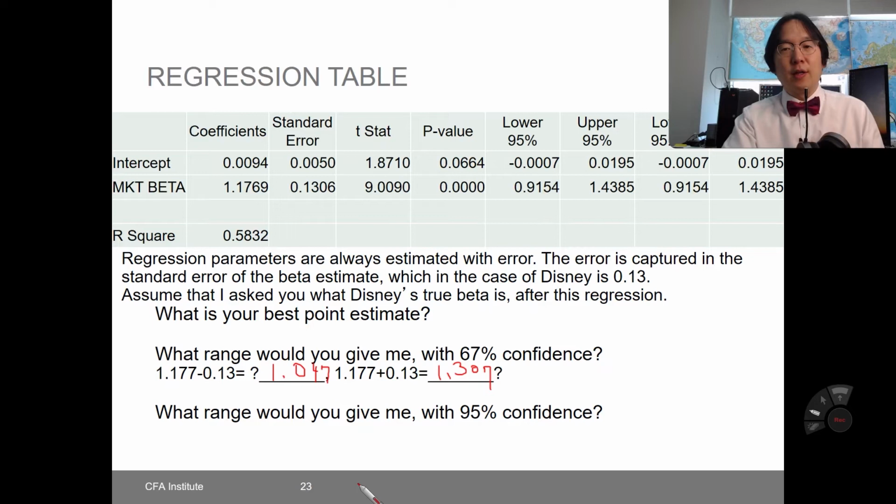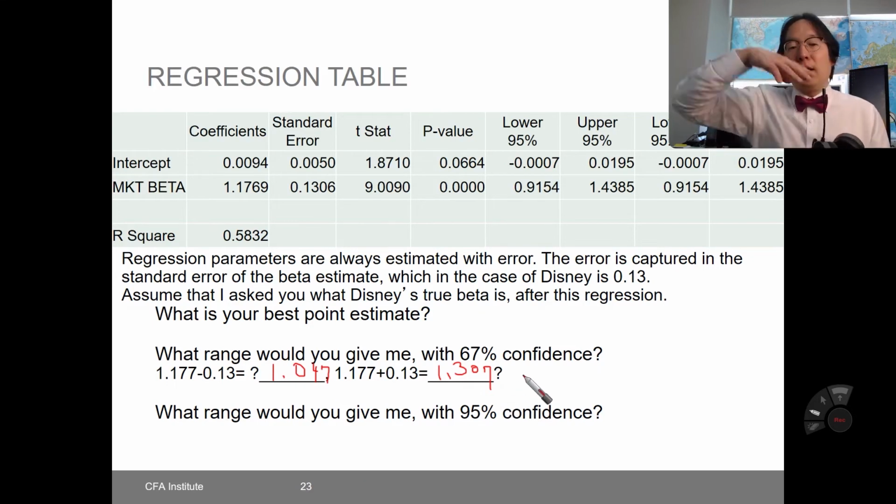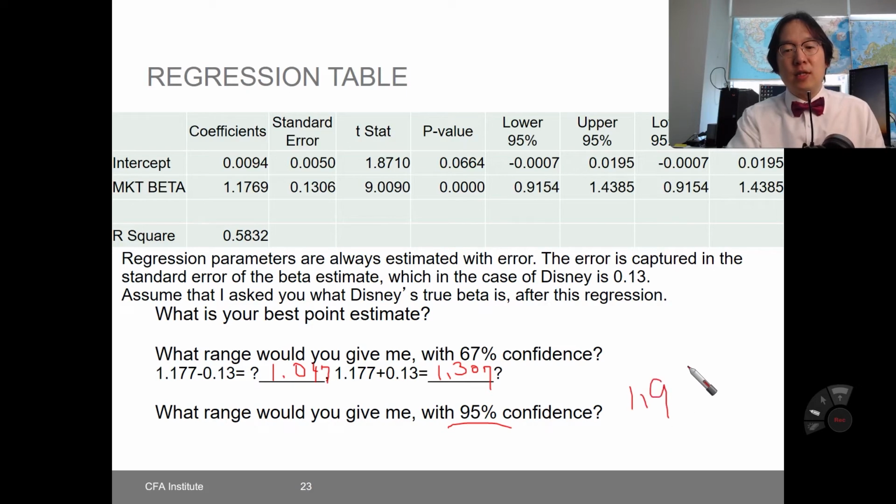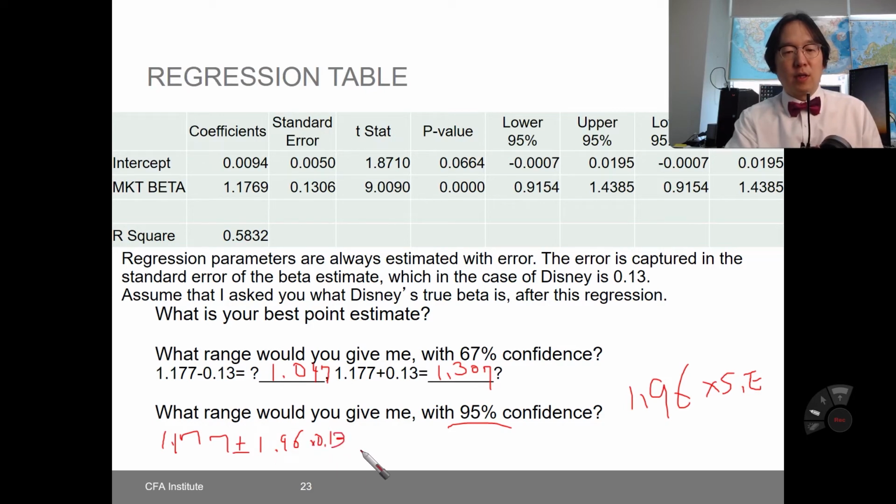1.047. Right. So that will be your lower bound and upper bound. And what range would you give me with 95% confidence? Well, 95% confidence interval, do you remember? 1.96 times standard error. Right? So 1.177 plus and minus 1.96 times 0.13.